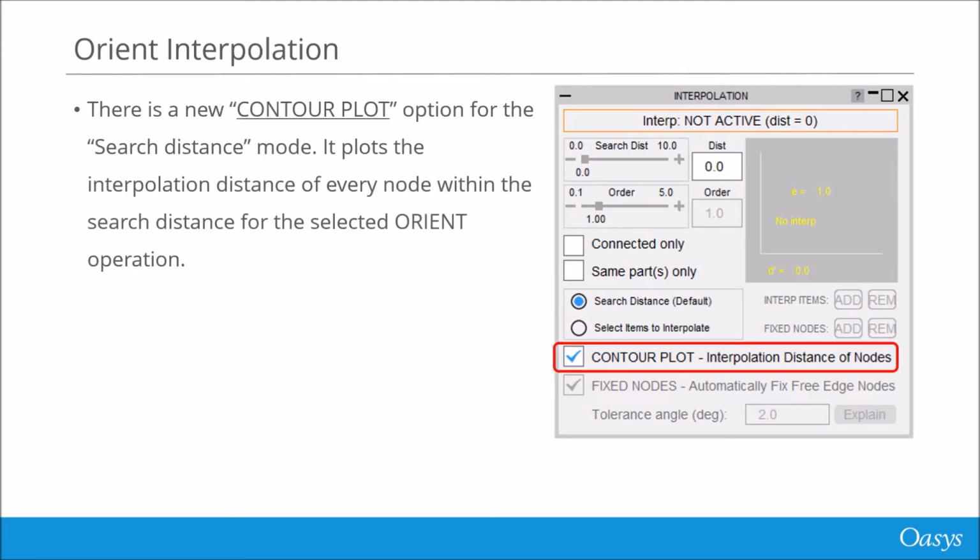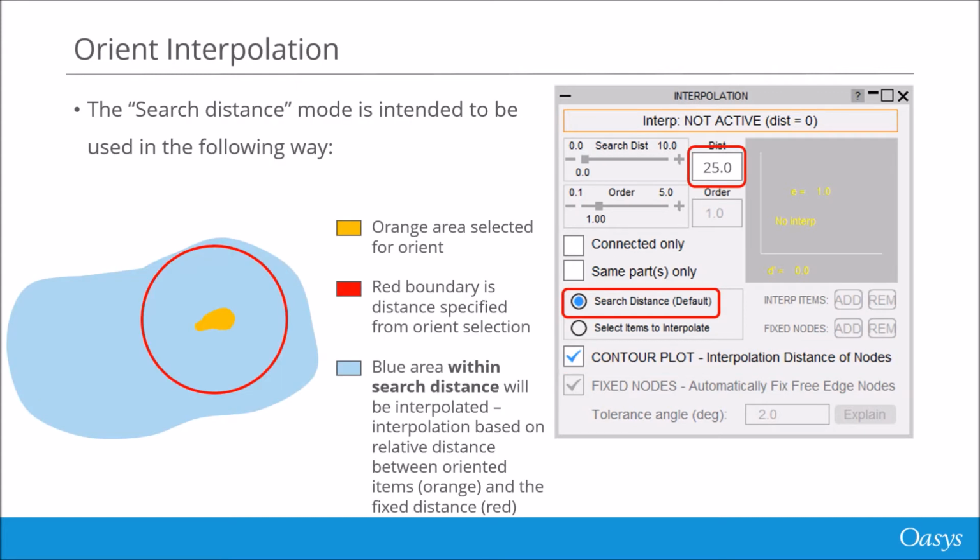Note as well, there is a new contour plot option for the search distance mode. And this plots the interpolation distance of every node within the search distance for the selected orientation option. If you're unfamiliar with the Orient Interpolation mode, the way it works is you specify the entities that you want to move.